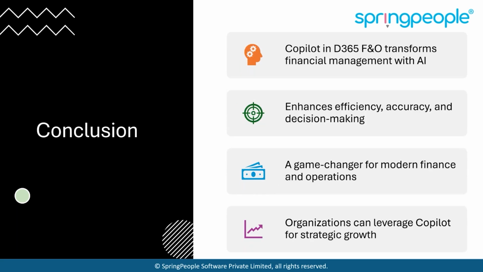In conclusion, what does Copilot do? Copilot transforms your financial management with AI. It enhances efficiency and accuracy. I've already discussed this a lot in this session. Accuracy is important because it now gives you direct information from the respective tables. Earlier, what used to happen is, earlier people used to, what we used to do a lot, even now we are also doing, is create reports.